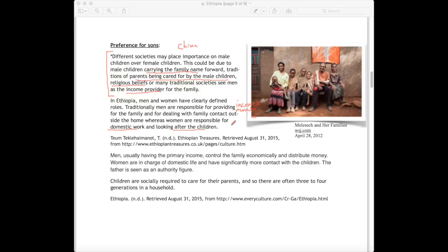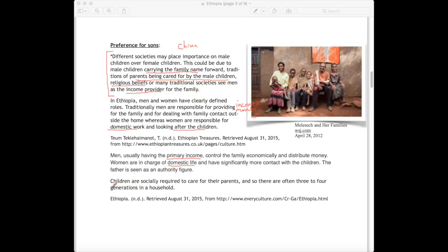So a very traditional style of family. Let's look at another example. Men are the ones who are usually the primary income makers, and they're in control of the family's economy and distributing the money for different resources. Women, again, are in charge of the domestic home life, right?